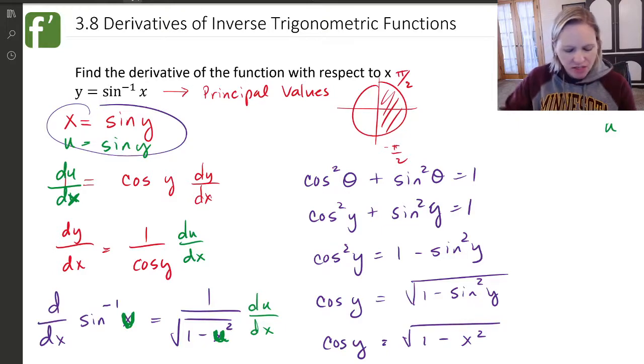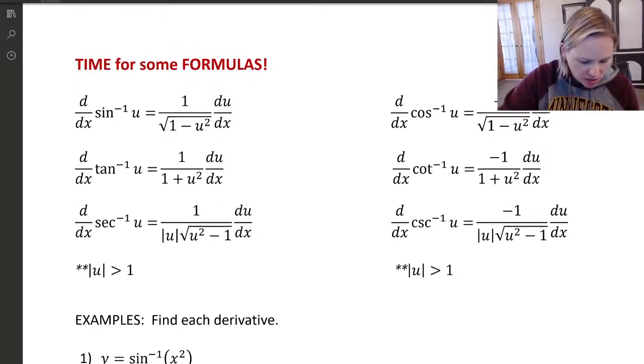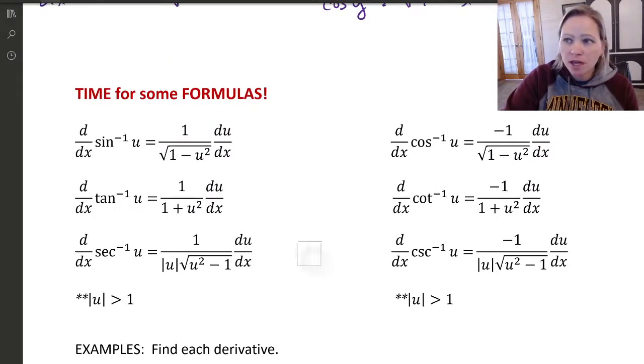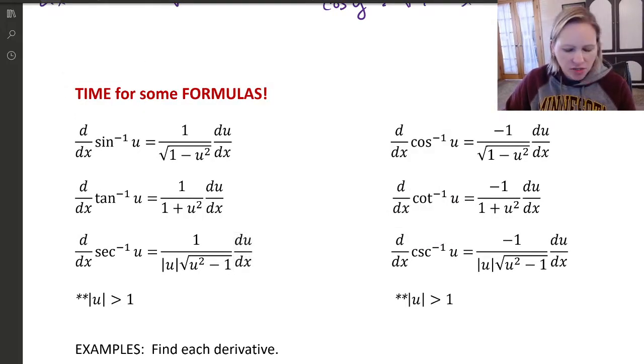So now that we've seen where it comes from and how the chain rule applies, let me show you the formulas that you need to write down. Now is a great time to pause the video and jot some of these equations down so that you have them.